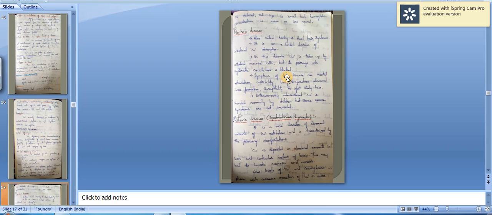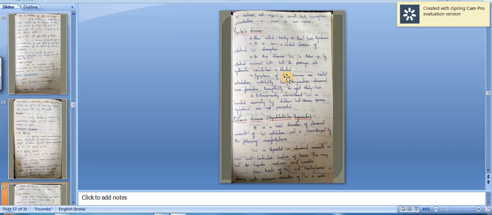It is characterized by the following manifestations. Copper is deposited in abnormal amounts in the liver and lenticular nucleus of the brain. This may lead to hepatic cirrhosis and necrosis. There are low levels of copper and ceruloplasmin in plasma, with increased excretion of copper in urine.